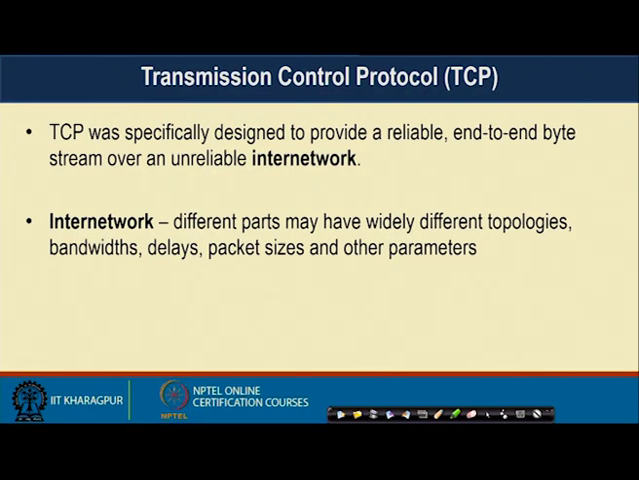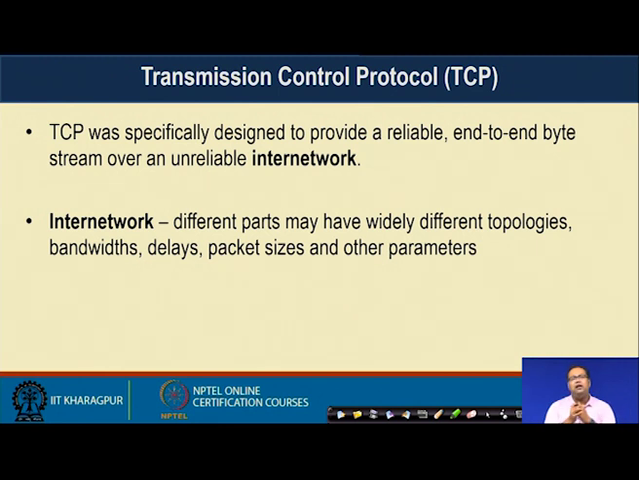And by internetwork, we also mean that different parts of the network may have widely different topologies. So, it may happen that one part of the network is using wireless technology, one part of the network is using WAN technology, another part of the network is using, say, optical communication technology. So, there can be various types of technologies in the underlying network, and on top of that I need to transfer the data.